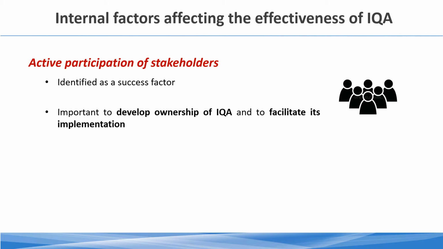The active participation of all stakeholders, administrative and academic staff, employers, students, alumni, and so on, is another success factor for the implementation of an effective IQA system. This involvement is important because it allows all stakeholders to take ownership of the IQA processes and tools, and to facilitate their implementation. An effective IQA system integrates stakeholders in the different stages of its processes, which in turn increases its transparency.